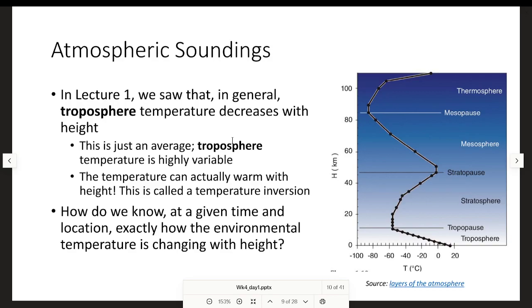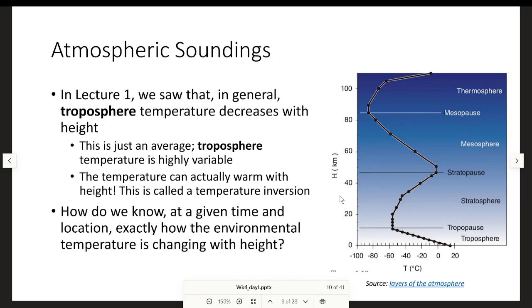This is just an average. It's highly variable, and the temperature can warm with height sometimes, and that's called an inversion. That's especially if you have a warmer air mass moving in the mid-levels over colder ground air. Especially at night, you can get a temperature inversion, and they're not good. Like, they're good a little bit, but not a lot. You want a little bit of a temperature inversion that can break, but if you can't break a temperature inversion, you're not going to get a severe storm.